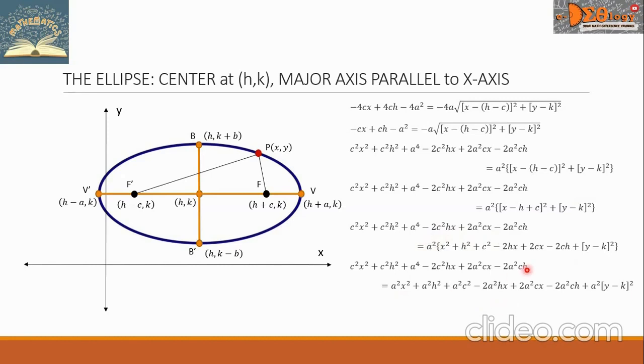Let us observe the left side members and the right side members. There are some terms that we can cancel. Here are the terms that we can cancel. And then let us write again the equation, removing those cancelled terms. Here is now the resulting equation.